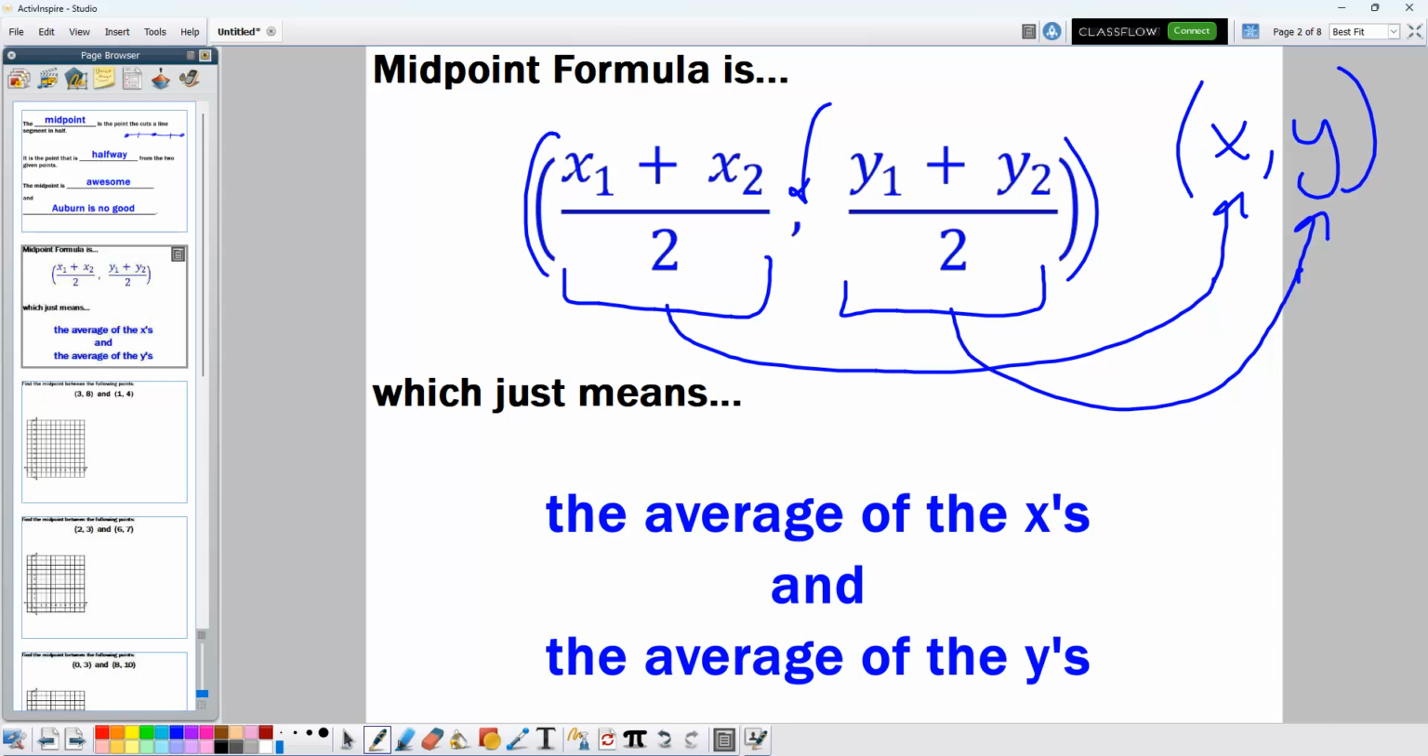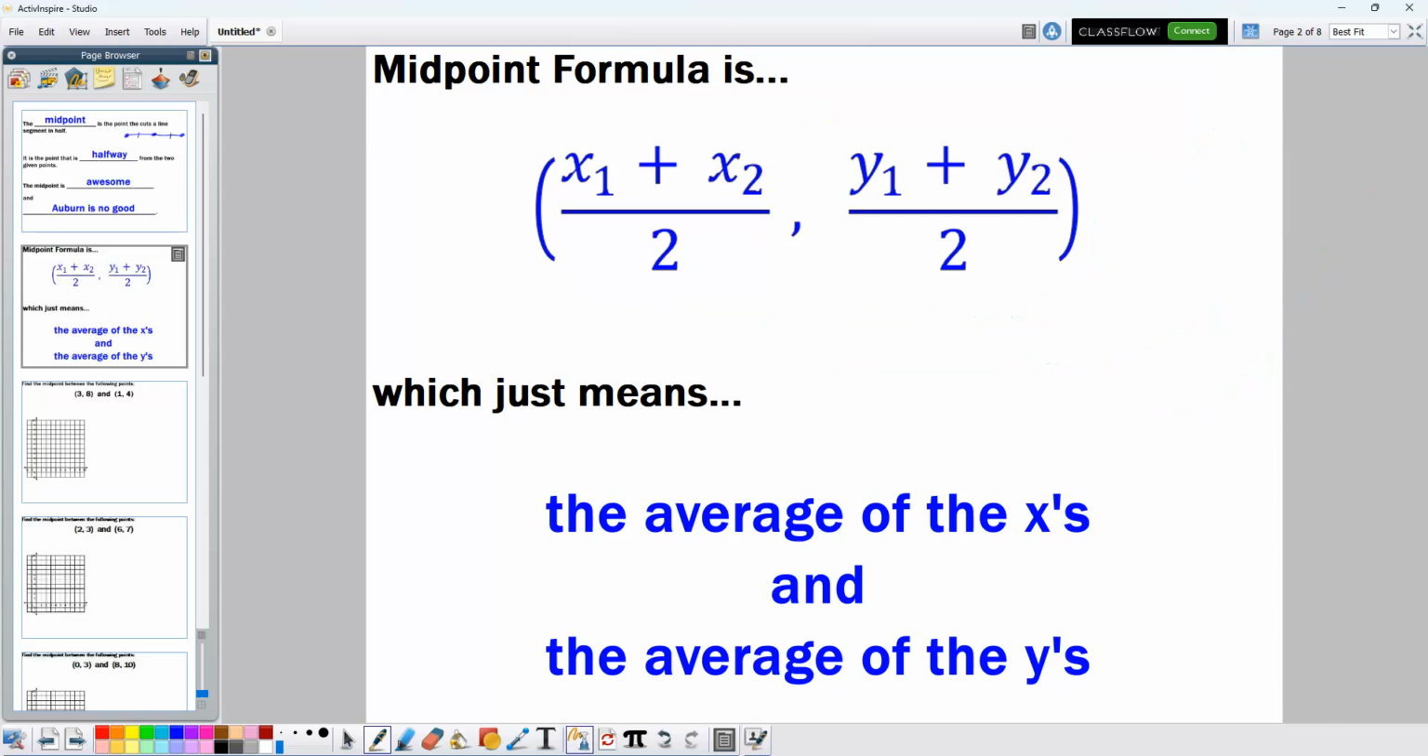We're not going to punch all that into our calculator because the calculator can't do all that. What does that mean? That means the average of the x's and the average of the y's. So what does it mean to find the average of something? If I asked you to find the average of 2 test grades, you would add them up and divide by 2. If I asked you to find the average of 5 test grades, you would add all 5 of them up, and then you would divide by 5. So in this case, we have 2 points, and we're going to find the average of the x's. There's only 2 x values, and we will divide that by 2.